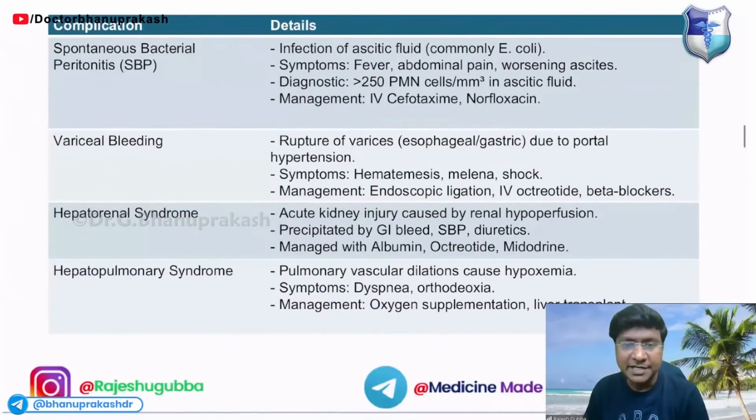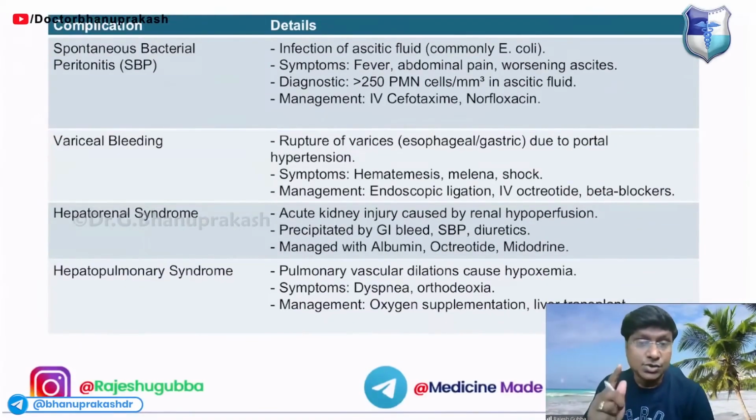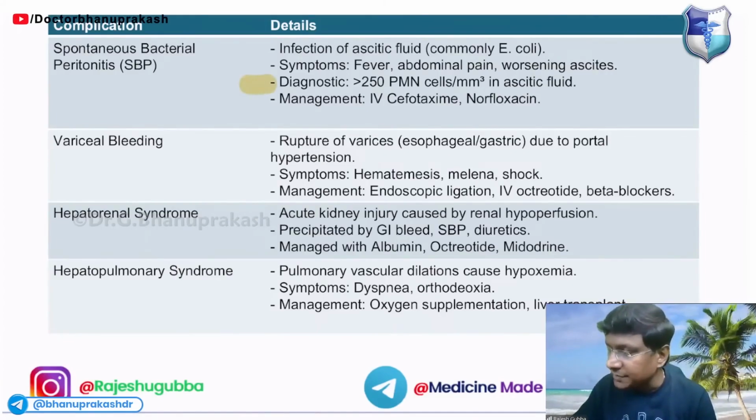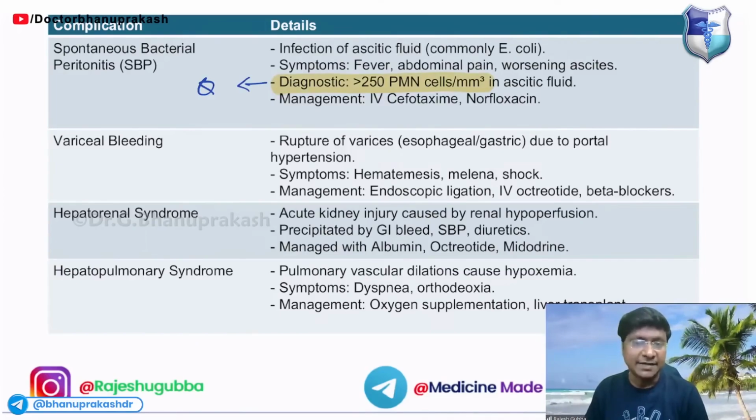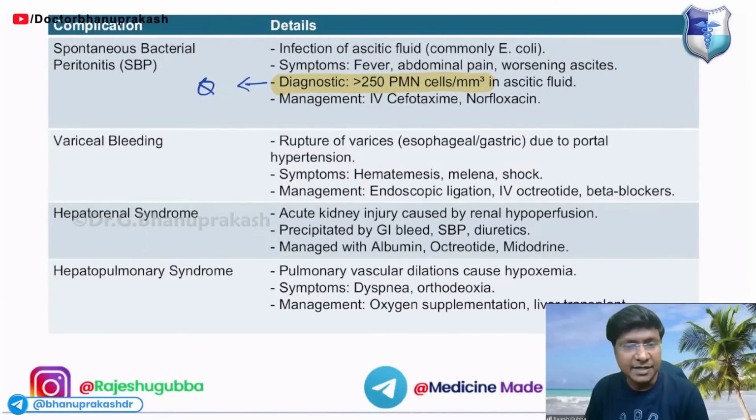One more important complication is spontaneous bacterial peritonitis. I have already told you two questions: the most common organism is Escherichia coli, and the drug of choice is cefotaxime. If they want to ask another question on spontaneous bacterial peritonitis, they will ask about the diagnostic criteria. In the ascitic fluid analysis, the polymorphonuclear leukocytes should be more than 250 per cubic millimeter. That is what you will observe in spontaneous bacterial peritonitis.